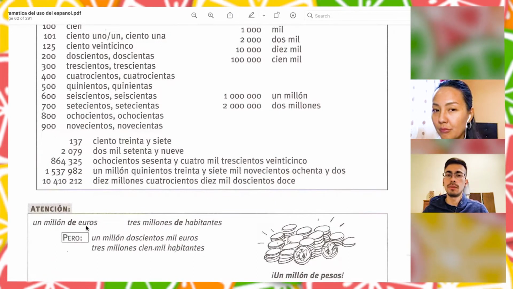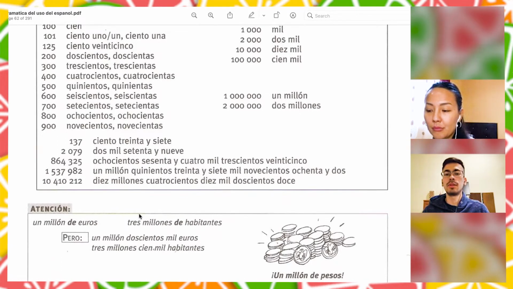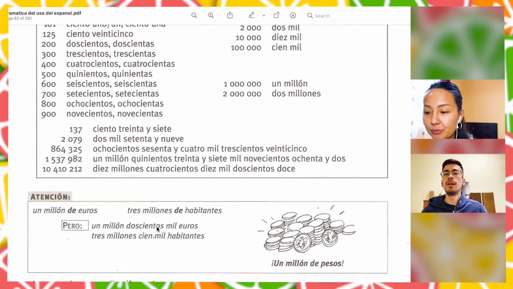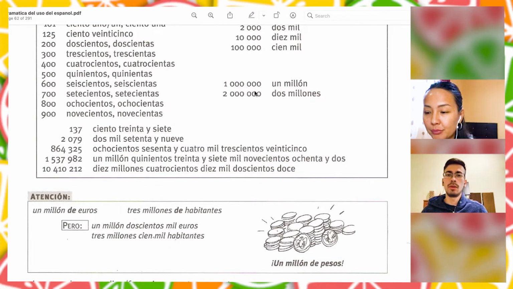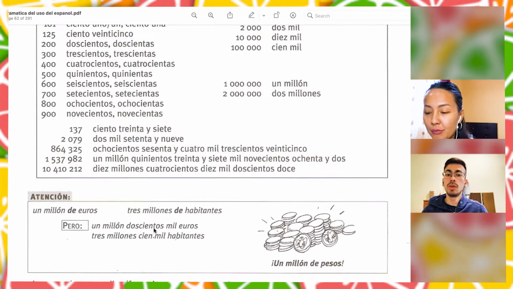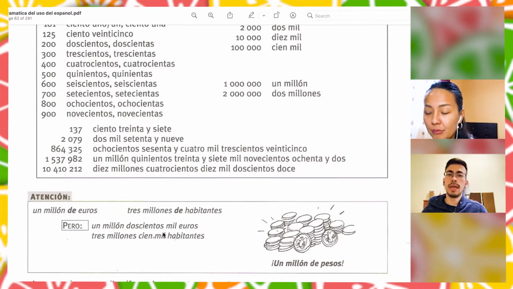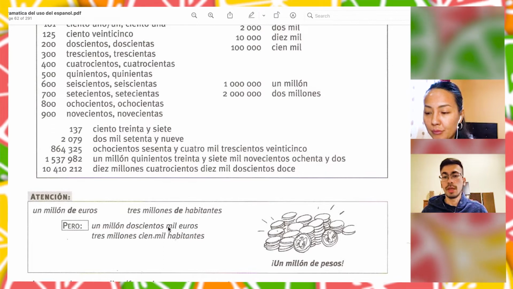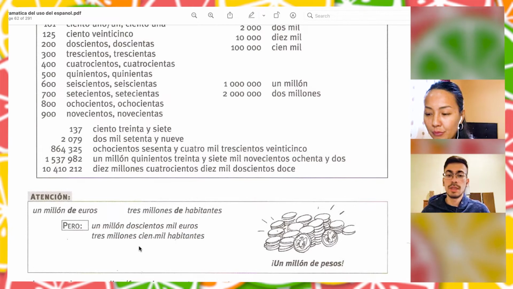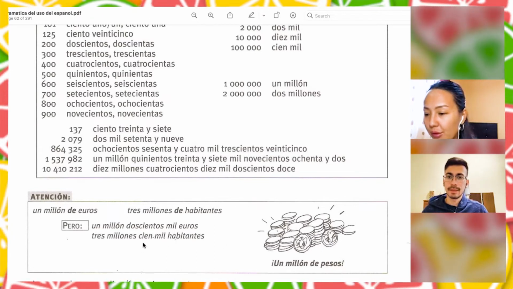1 million euros. 3 millones de habitantes, 3 million inhabitants. Right? But if the number is not exactly 1 million or a round number, like in this example, 1.200.000 euros, here we don't use any preposition de. 1.200.000 euros. For example, 3.100.000 habitantes. Right? It's like an exact number without zeros.